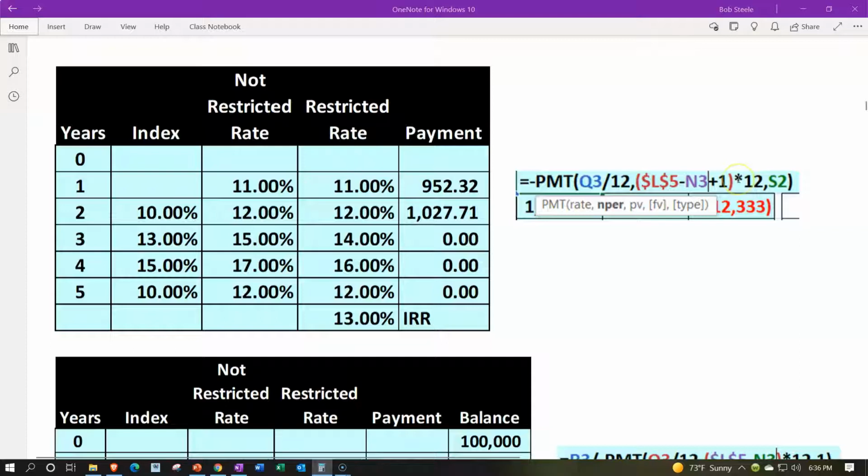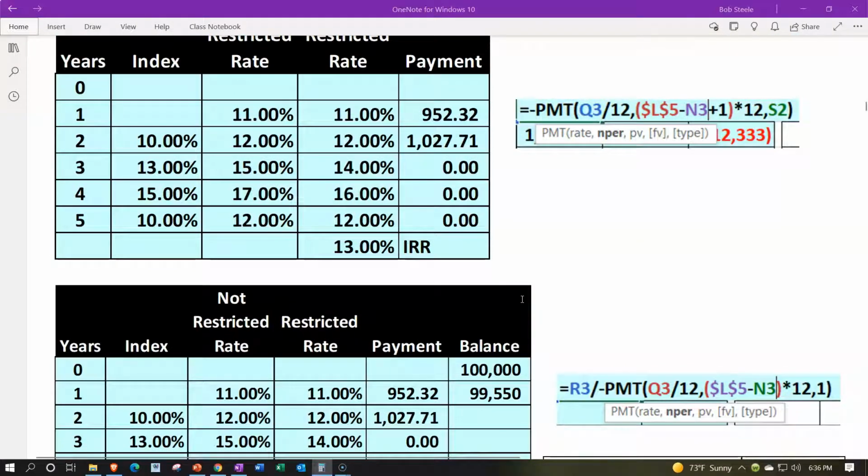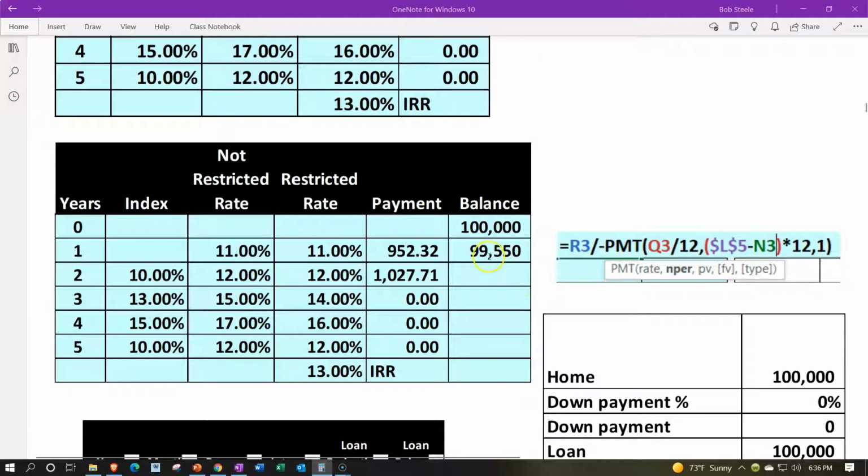Then we can put the multiply times 12 to get to the months instead of the years. Then comma, we got the present value. That's going to be the prior loan balance, which we can't see in the table right there, but it would be the prior loan balance, which was the 100,000, the starting point in this case. Once we have that, then we can calculate the balance at the end. We can do this by either looking at the amortization table or with a formula such as this, or we can do the formula and then double check it as we construct the amortization table.